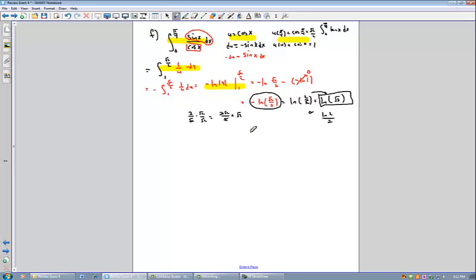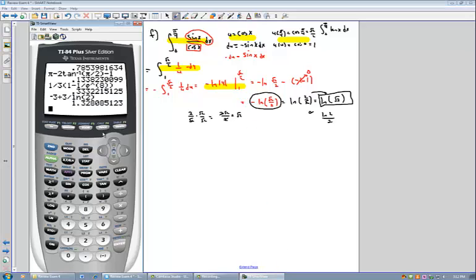Oh, we forgot to actually check this one. So let's check this one. On this one, I have sine of x divided by cosine of x, and my window is going from 0 to pi over 4. So 0 to pi divided by 4. And then zoom fit it.